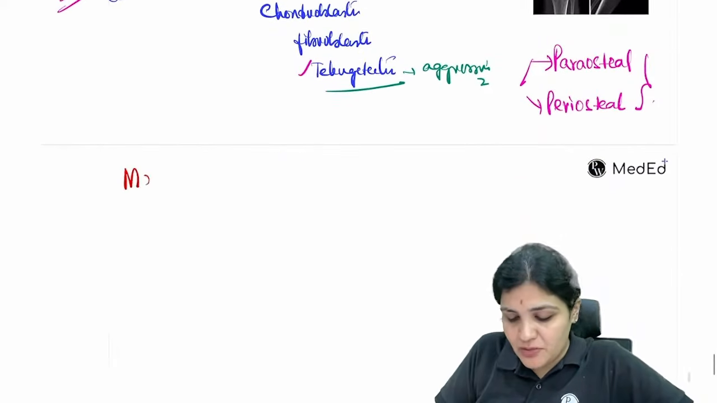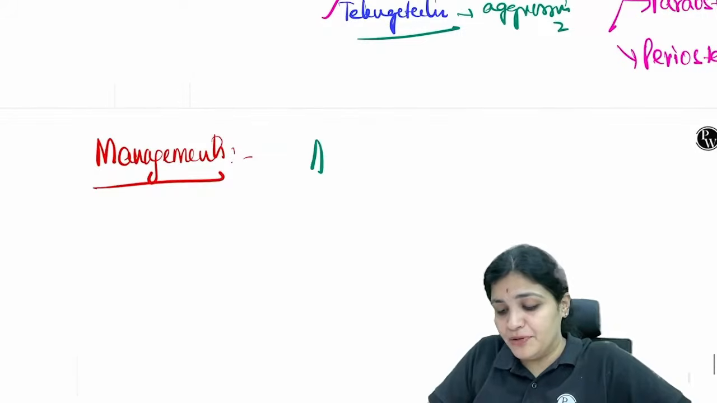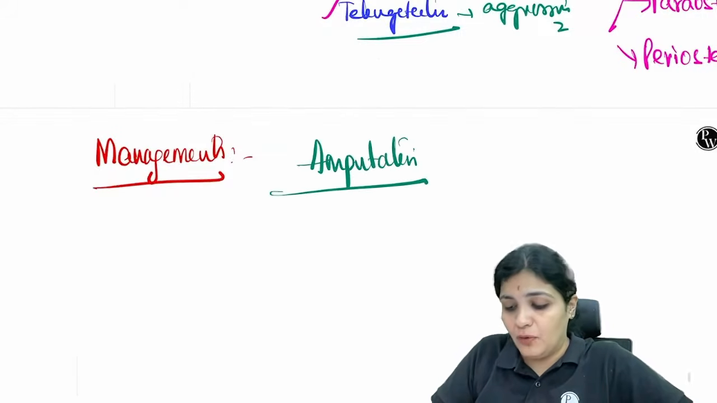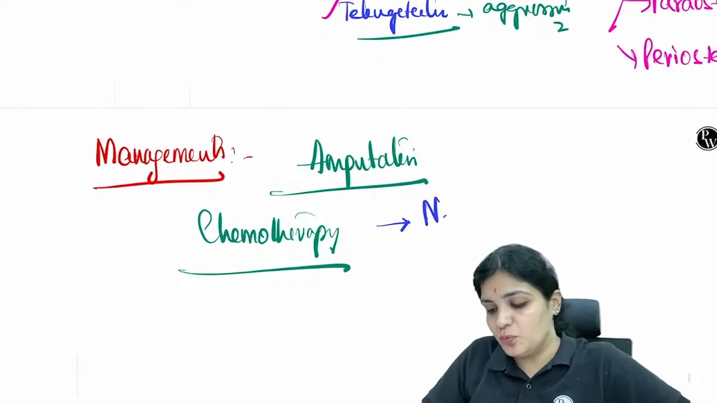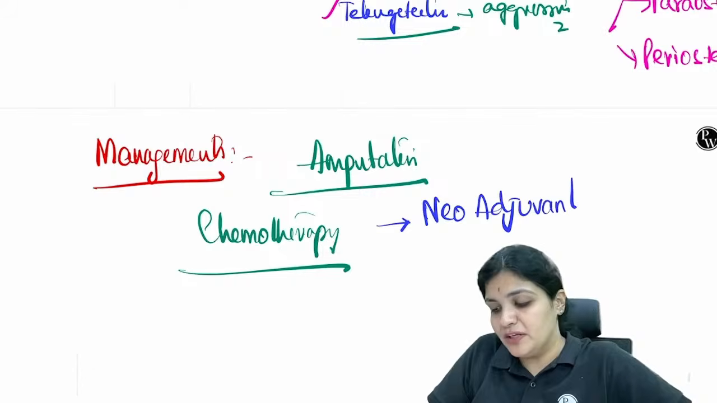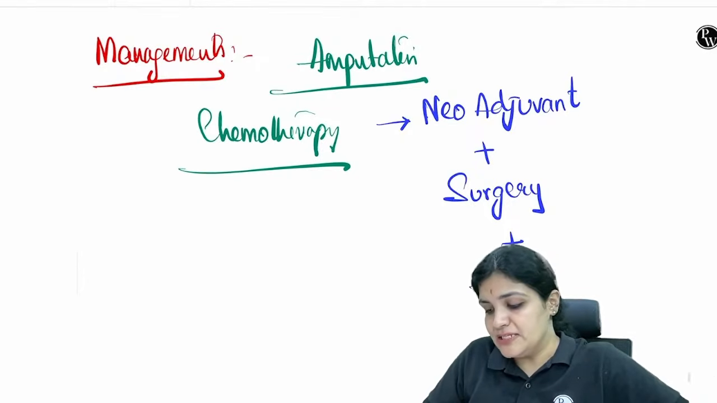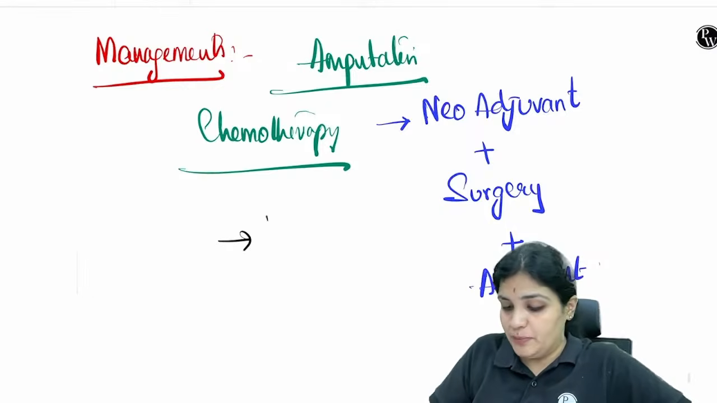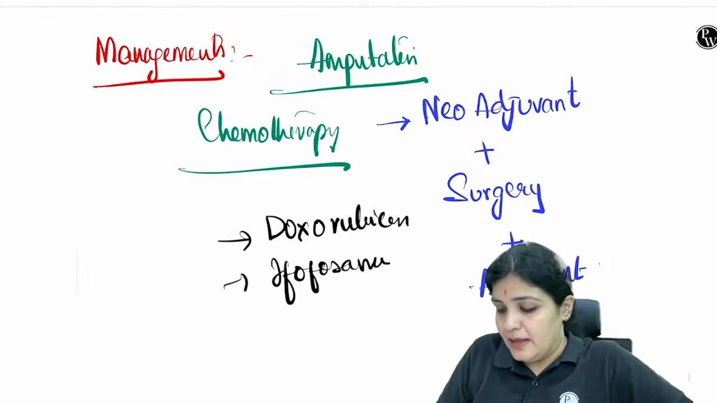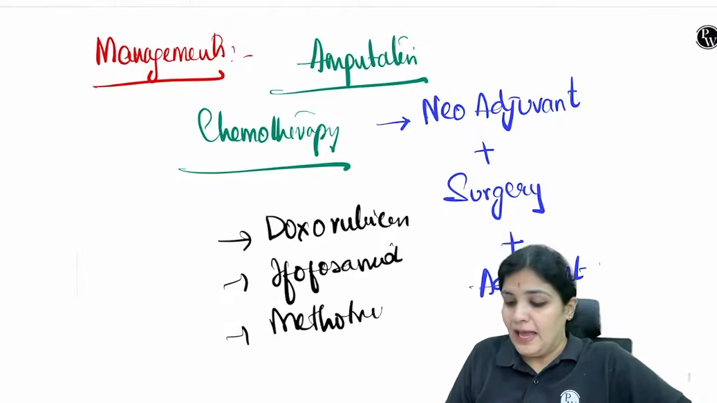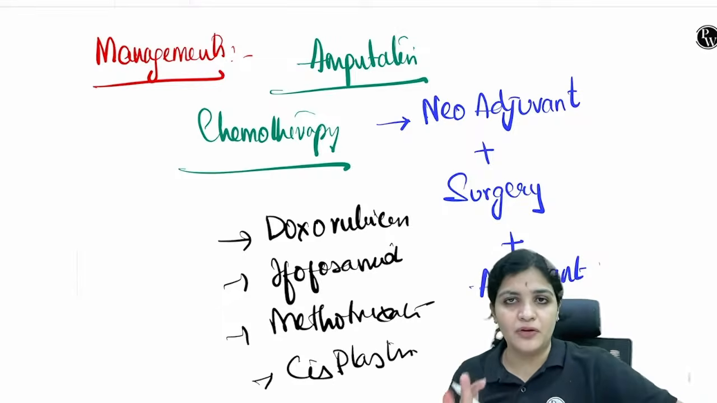And then coming to the management. Initially, whenever we treated osteosarcoma, amputation was advised. But now, with the advancement of chemotherapy, we are dealing with osteosarcomas without amputation. So you have neoadjuvant chemotherapy plus surgery, that is removal of the tumor, plus adjuvant chemotherapy. This is the treatment of osteosarcoma. The chemotherapy we use is doxorubicin and ifosfamide, methotrexate, and cisplatin. These are the chemotherapeutic drugs we use.